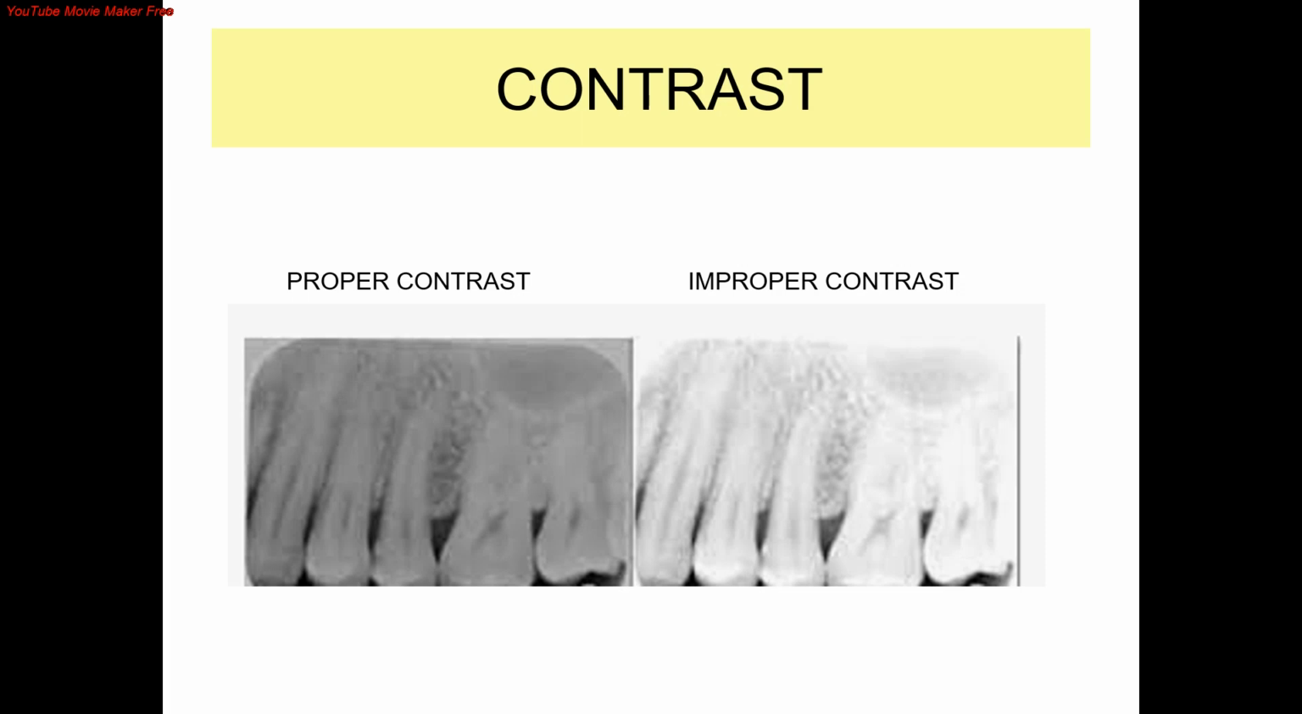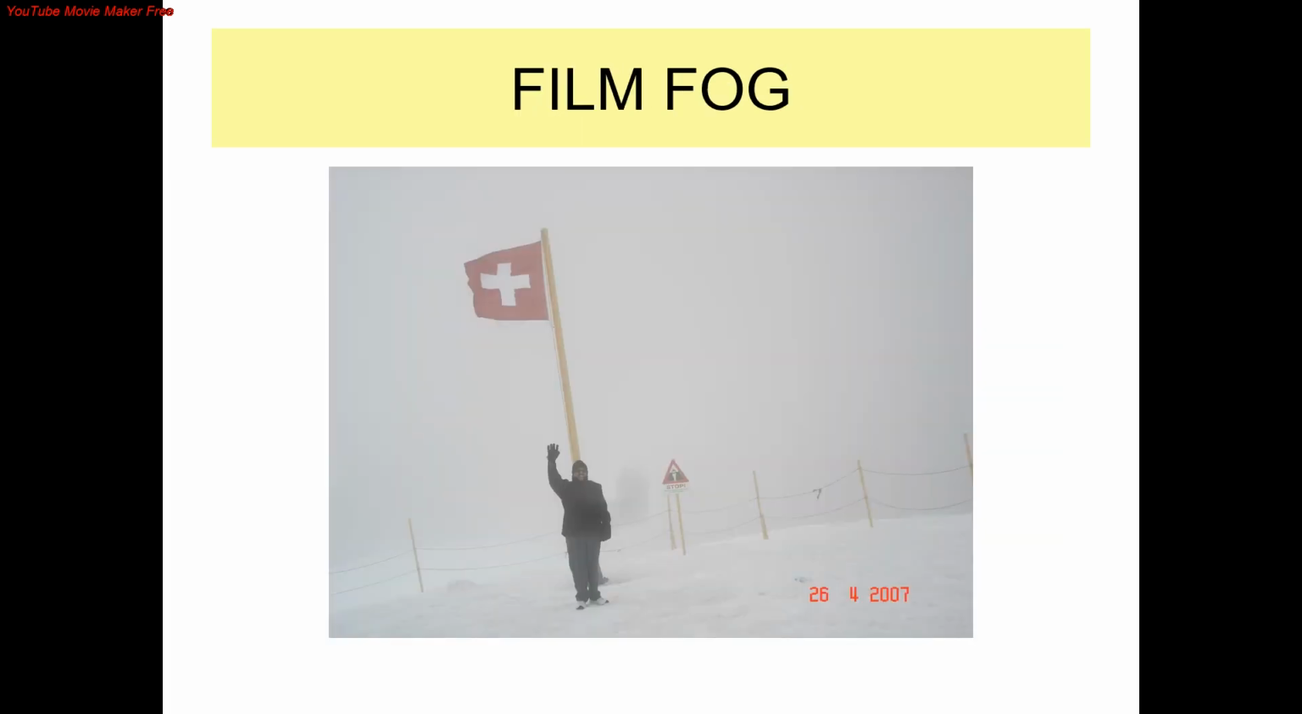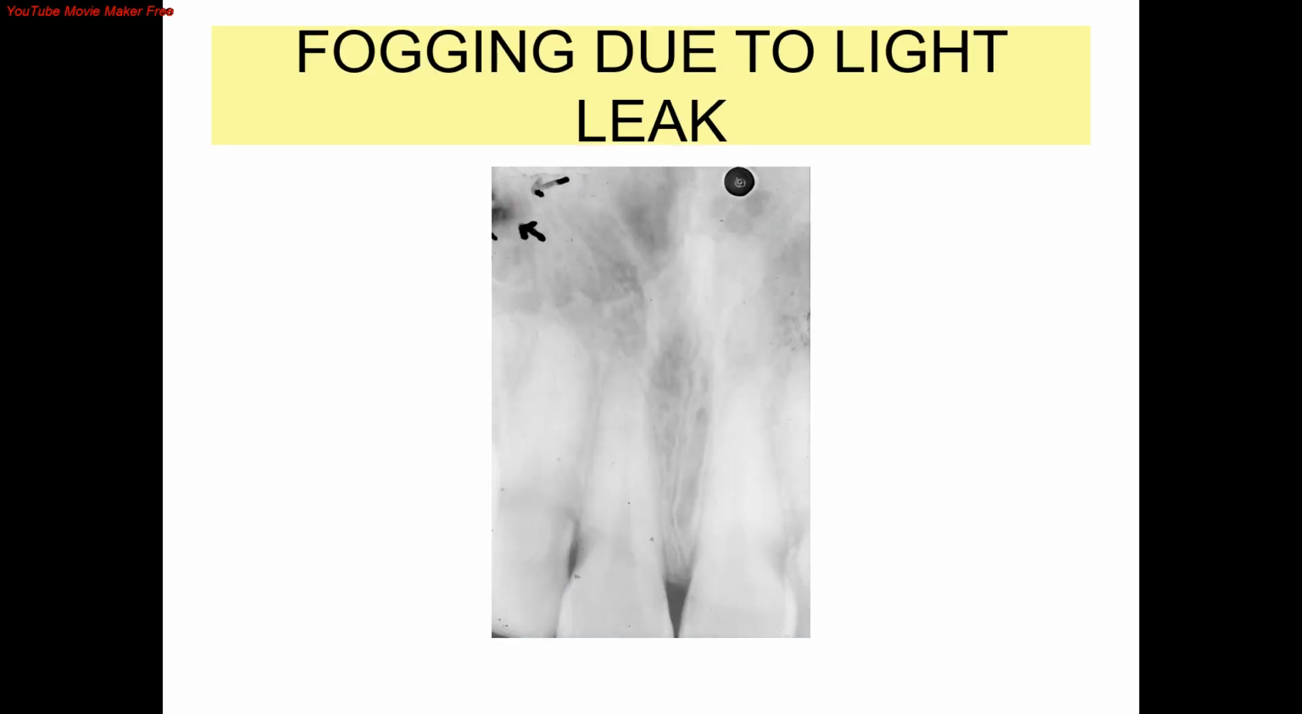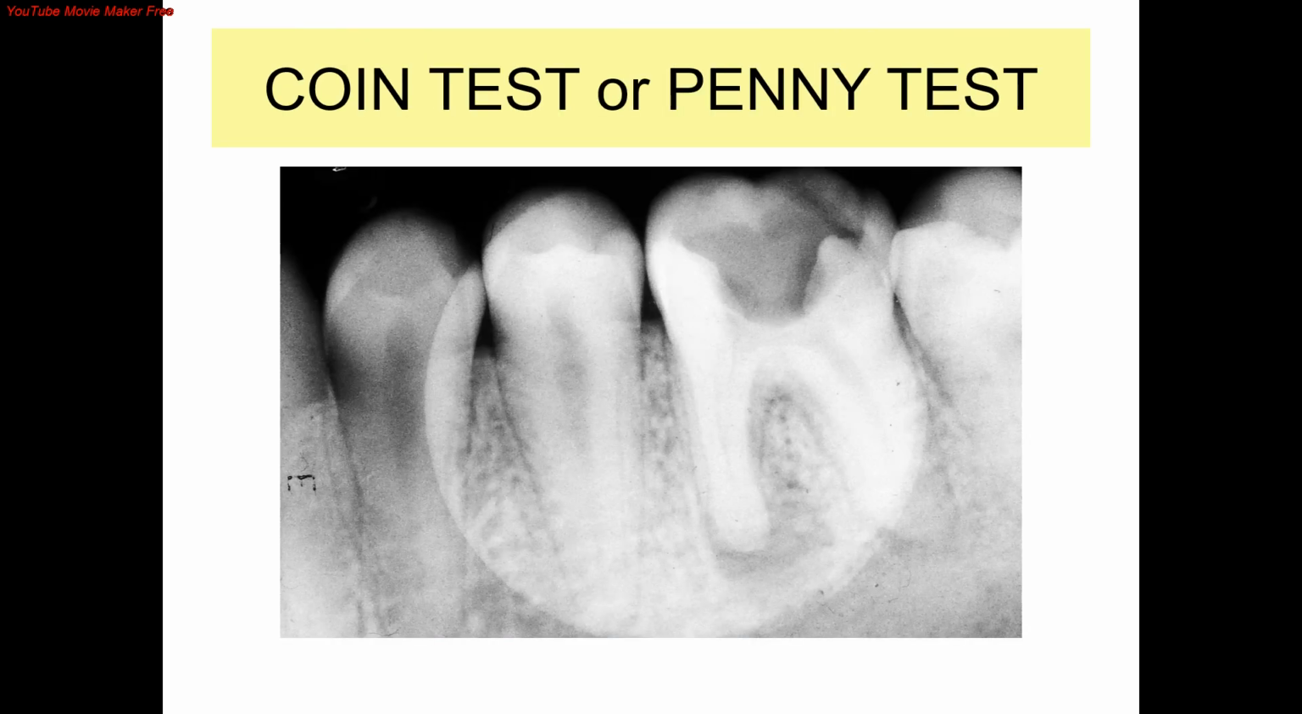Film fog will also reduce the contrast. Fogging of the film refers to darkening of the image by a source other than radiation of the primary beam. It includes improper safe lighting, light leakage, contaminated solutions, or damaged films. One of the reasons for film fog is a light leak. You can see a light leak from the corner of the film shown by black arrows.